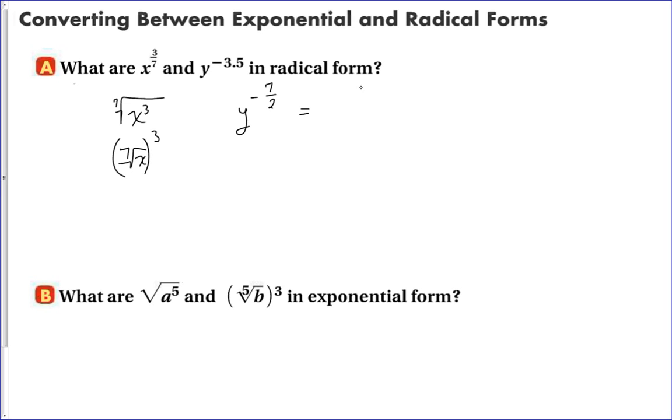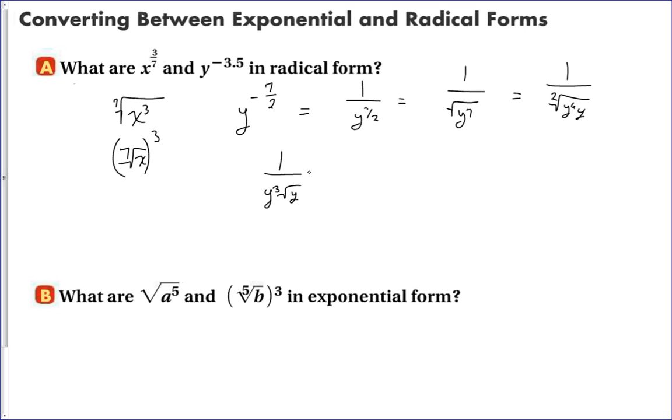So now this is simply going to equal 1 over y to the 7/2, which is simply going to equal 1 over the square root of y to the 7th. And of course, you can break this up. It's going to be 1 over the square root of y to the 6th times y. And of course, since this is an index of 2, 6 divided by 2 is 3. So this will be 1 over y cubed times the square root of y.